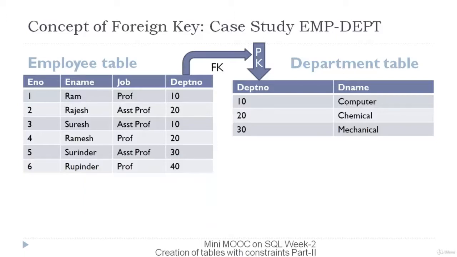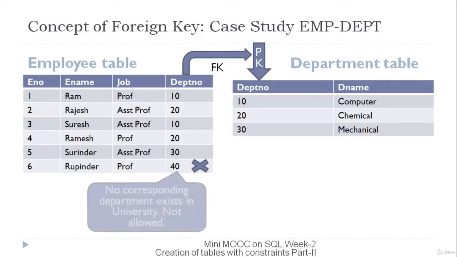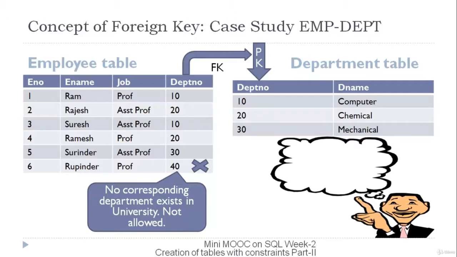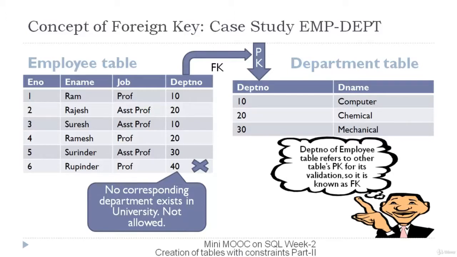If I try to insert a new employee of 6 and assign it to department number 40, it will not be allowed because corresponding department number is not present in master department table. Department number of employee table refers to primary key of department table for its validation. That's why department number of employee table is called as foreign key.